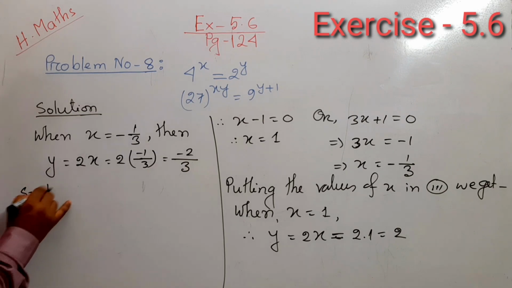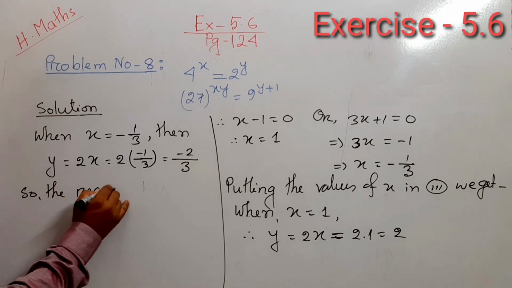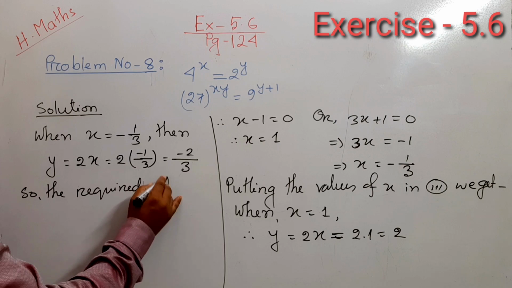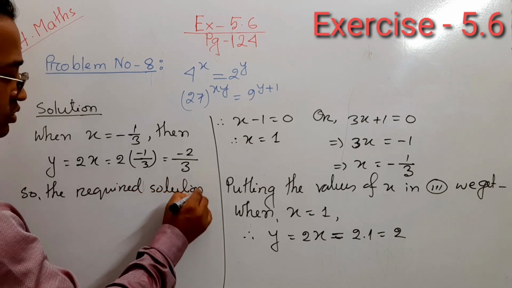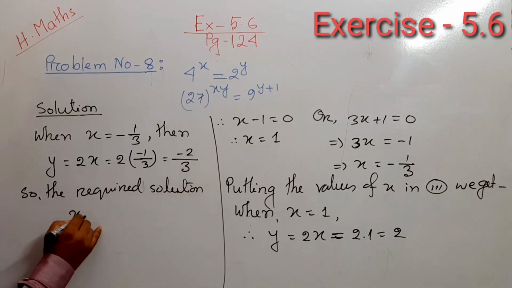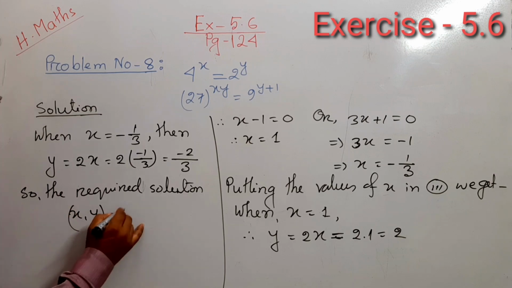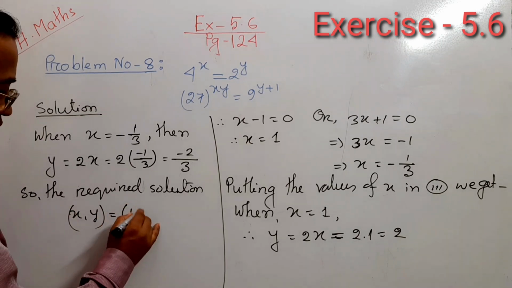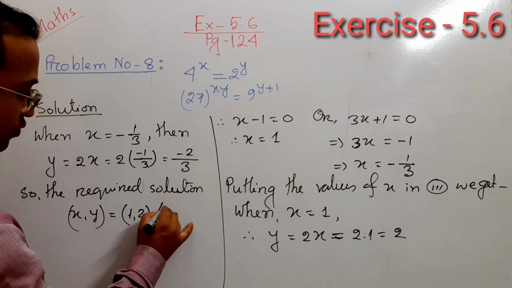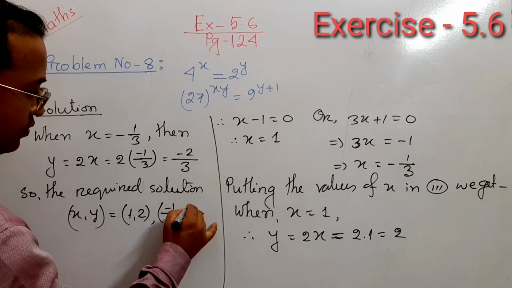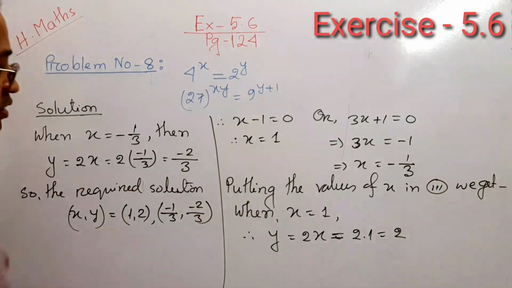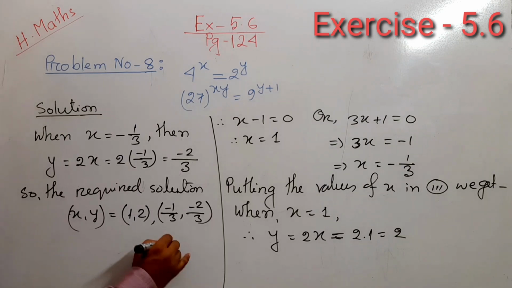So the required solution (x, y) equal to (1, 2) and (minus 1 by 3, minus 2 by 3). This is the answer.